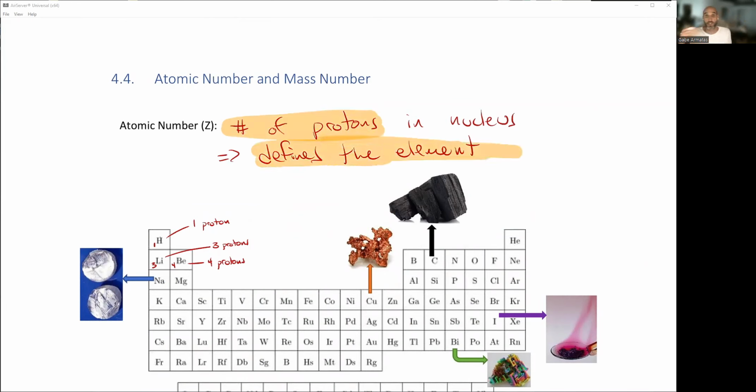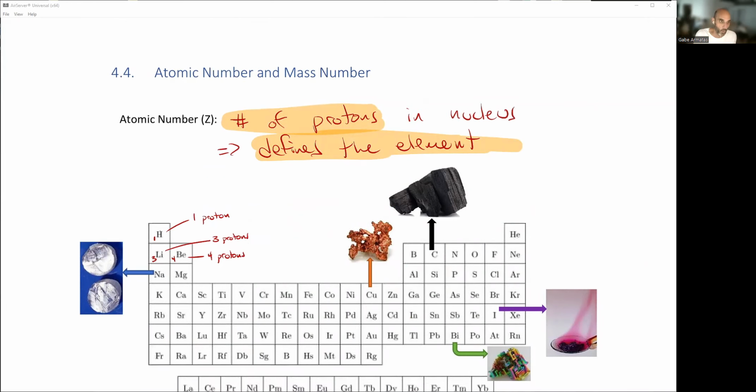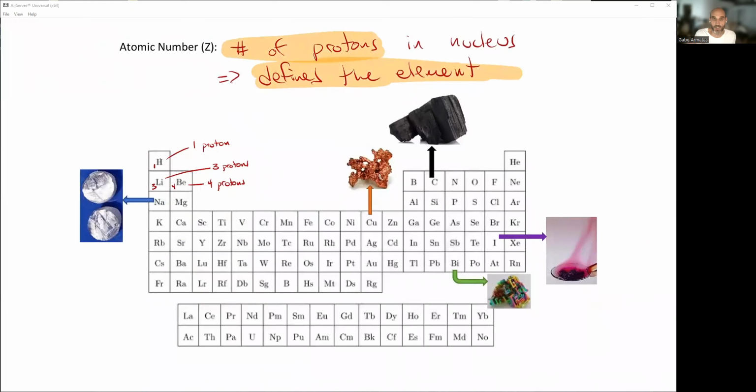So carbon will always have 6 protons. Beryllium will always have 4, hydrogen always has 1, and so on and so forth. So the atomic number is always going to define the element. Those two things are always attached. If I told you 6 protons, you would tell me carbon. If I said carbon, you would say 6 protons back, or atomic number of 6. Those things are eternally linked.